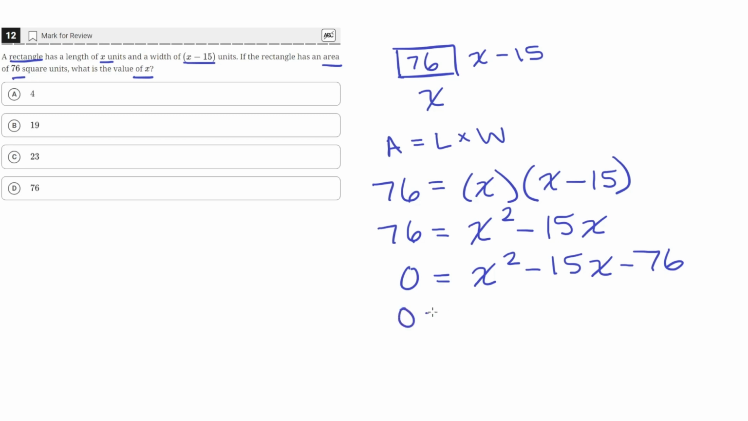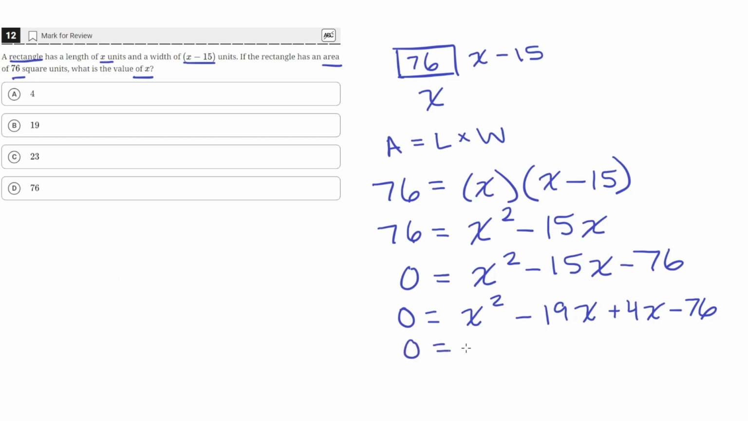So in this case, it would be 0 equals x squared minus 19x plus 4x minus 76. So we just split this negative 15x into negative 19x plus 4x, which just equals negative 15x. But now, negative 19 times 4 is equal to negative 76. This will allow us to factor this by grouping.